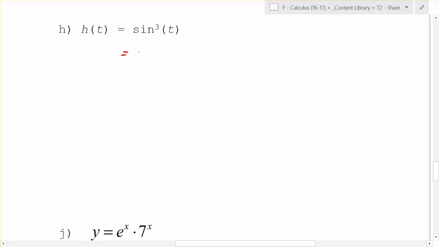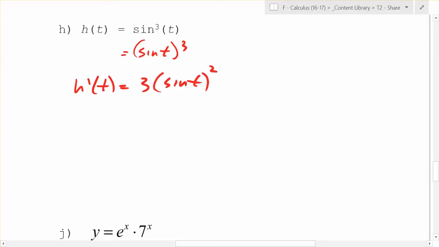That is just notation for sine of t cubed. So the derivative, what do you do? You bring down the power. You keep the original function the same, raise it to the 2 because 3 minus 1 is 2, but then you multiply by the inside, which is cosine of t.